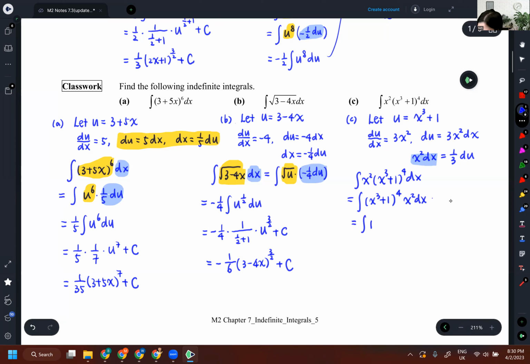And then it's 1 over 3 u^4 du, 1 over 3, 1 over 5 u^5. And in the end, it's 1 over 15 (x cubed plus 1) to the power 5 plus c.